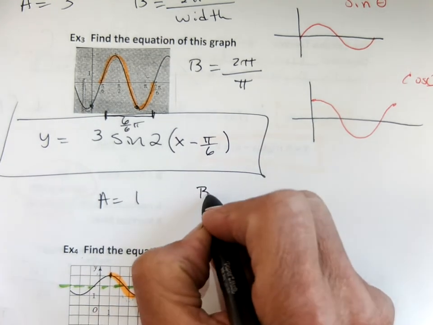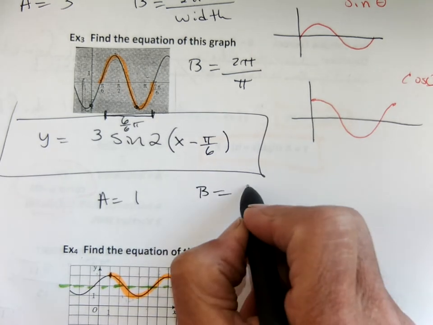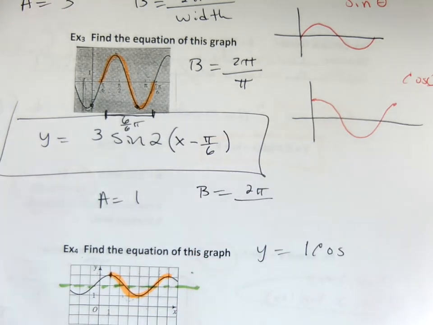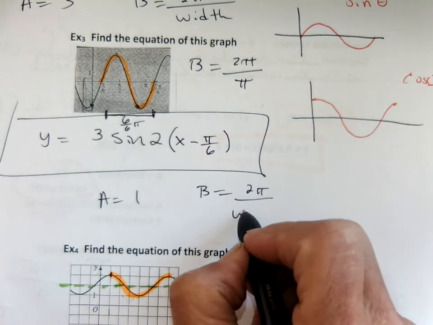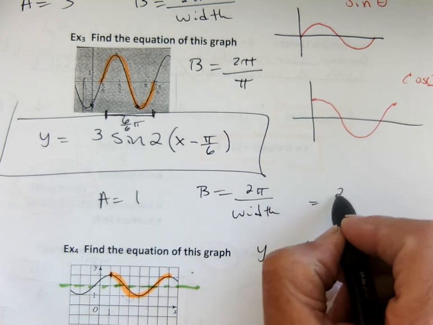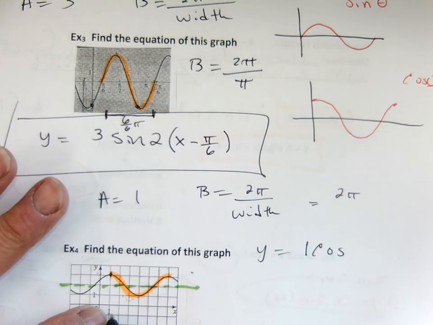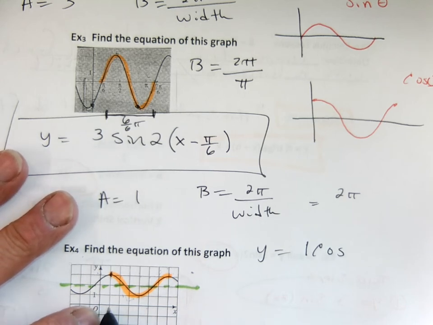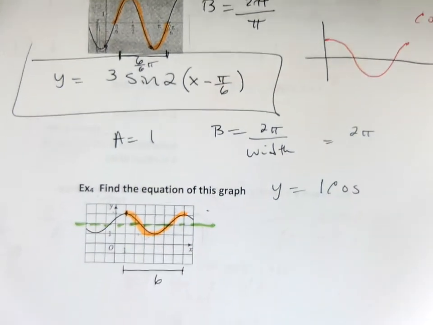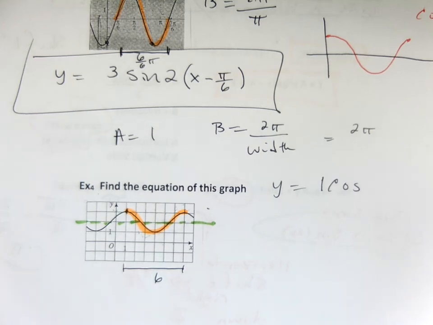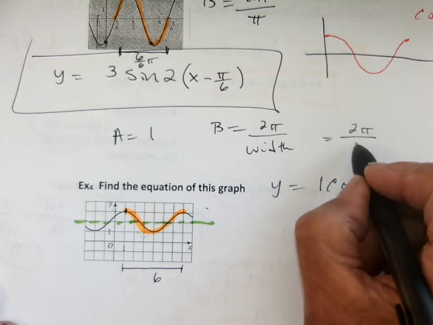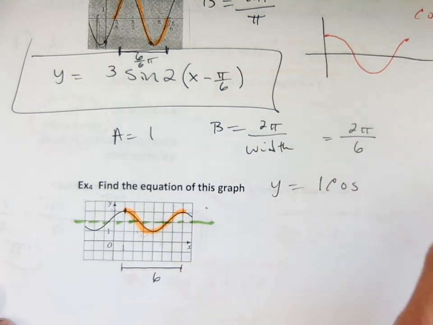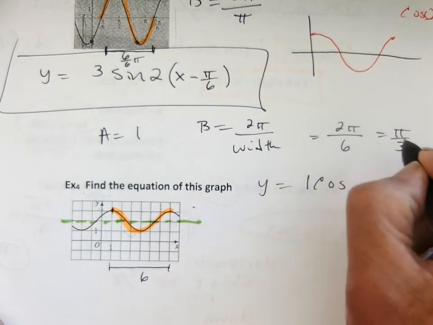B, which is my frequency, is 2 pi divided by the width. It's always 2 pi divided by the width. All right, what's the width of this curve? 1, 2, 3, 4, 5. So it goes from here to here. So it's going to be 1, 2, 3, 4, 5, 6. So the width is 6, okay? So my frequency is 2 pi divided by the width, which is 6, which is pi/3.